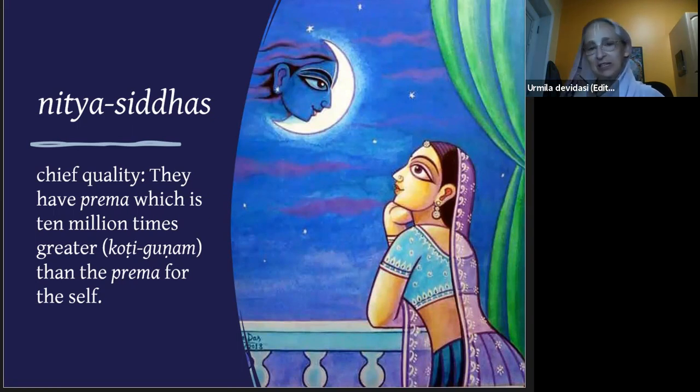This fact is very nicely described by Sukadeva Goswami when Maharaj Parikshit asked how the residents of Vrindavan loved the expansion of Krishna as the cowherd boys more than their own children. And there he says, we have the greatest love for ourself, and Krishna as the self of the self, we love him even more.